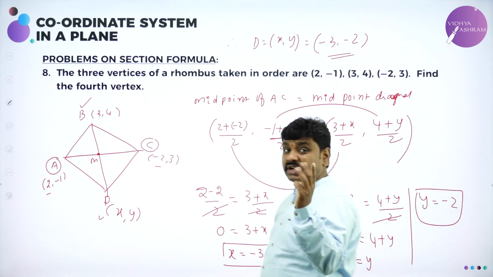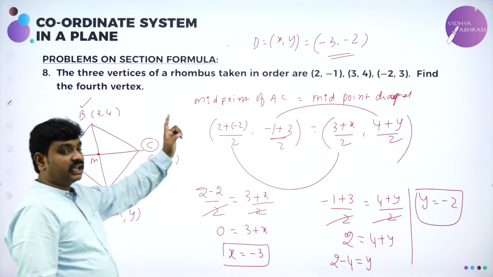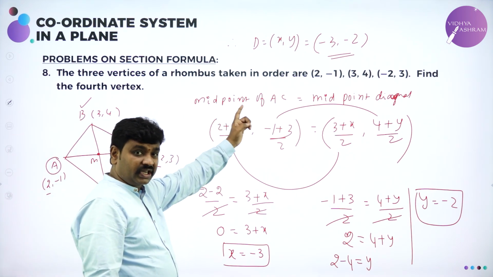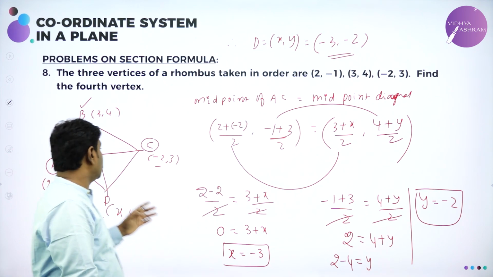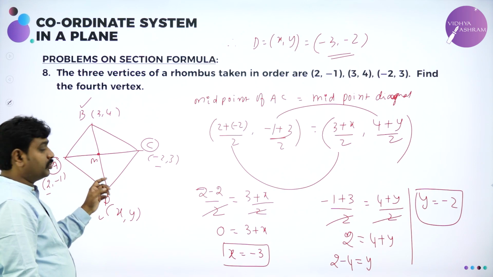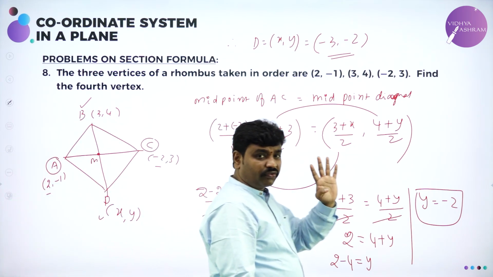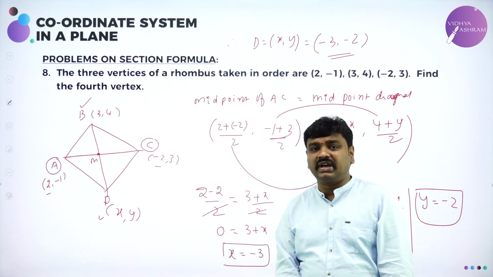They gave three vertices A, B, C. I have drawn it, and we are using a concept. Diagonals bisect means what? Midpoint of one of the diagonals is equal to midpoint of the other diagonal. What are the possible diagonals for rhombus? AC is one diagonal, BD is the other diagonal. So midpoint of AC should be equal to midpoint of BD. Use that concept and assume the fourth vertex is XY and solve it. You will get the answer.